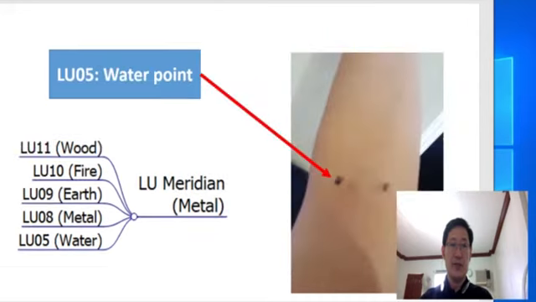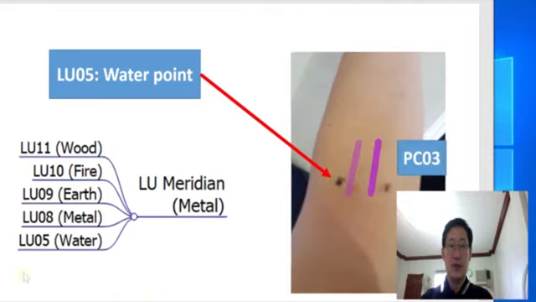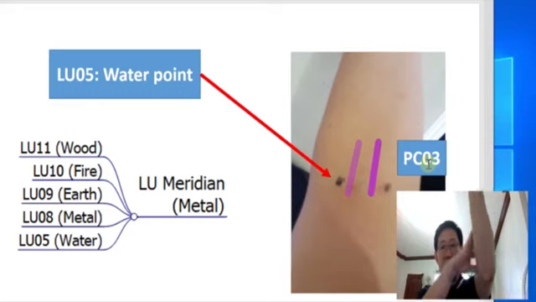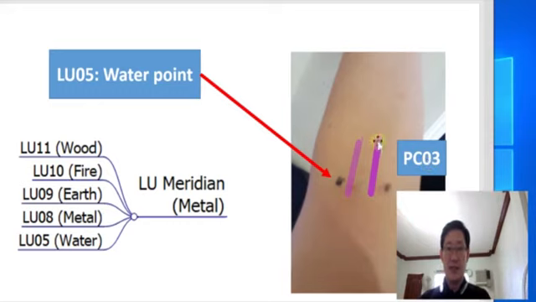Next one is the water point of the lung meridian. I show this photo. A similar point is PC03. When you fold your arm, there are two big tendons. It's like that, there are two. So just before the big tendon is the water point of the lung meridian, LU05.